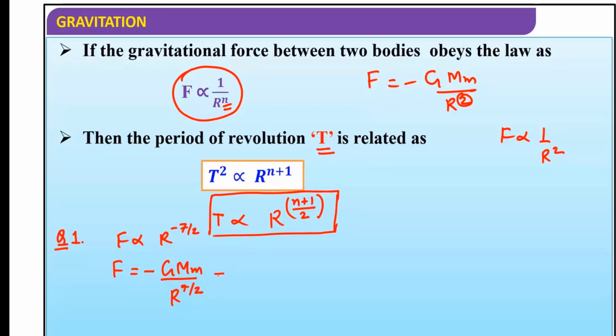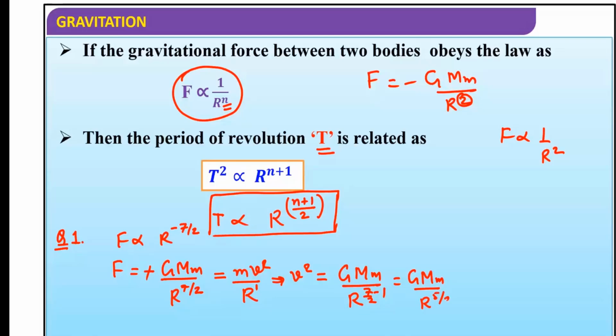Okay. Now we know this will be equal to centripetal force in magnitude. So we will write mv square by R. So from over here we can write V square equals G M upon R raised to, now this R I will shift to the left side, so it will become 7 by 2 minus 1, which is giving us G M upon R raised to 5 by 2. Okay, so this is V square.